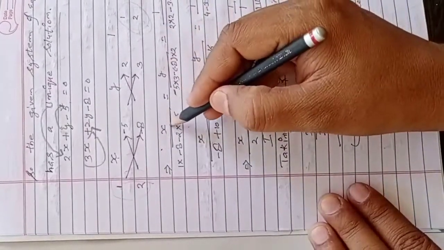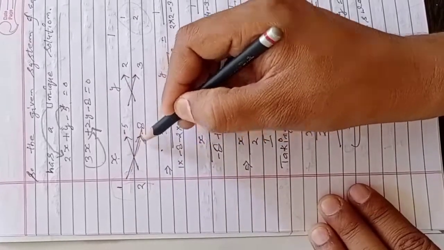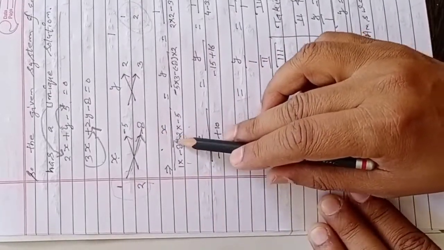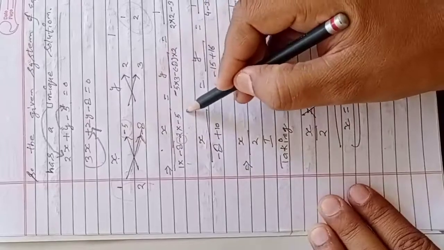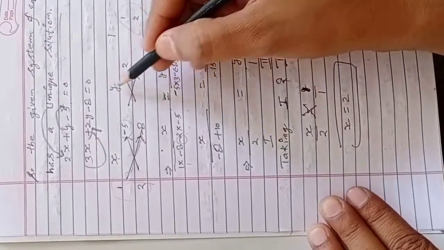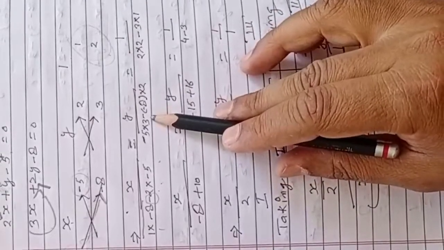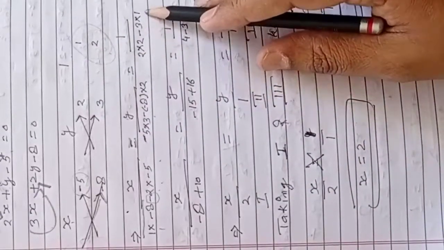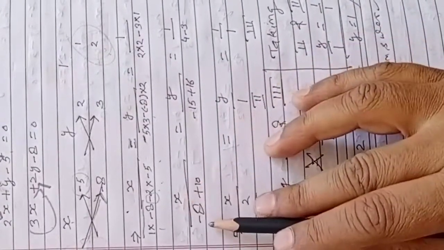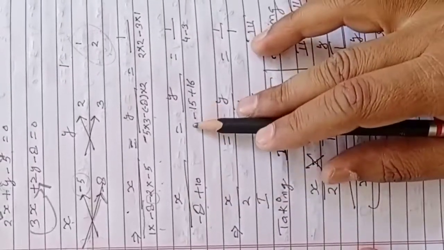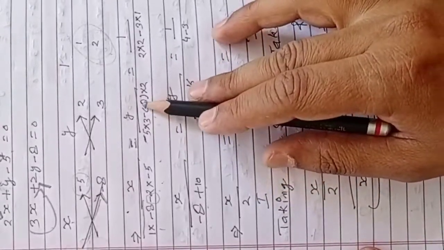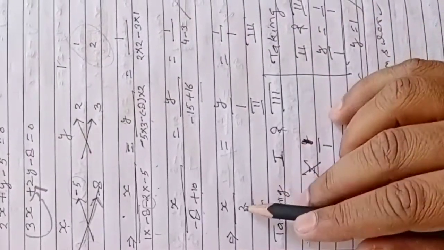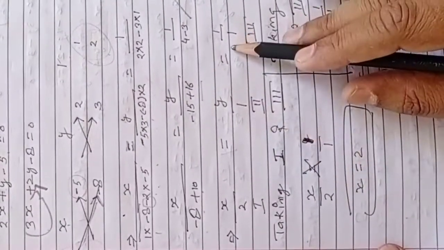So now cross multiply. x upon 1 into minus 8, minus 2 into minus 5, is equal to y upon minus 5 into 3, minus 8 into 2, is equal to 1 upon 2 into 2 minus 3 into 1. So we will simplify this. x upon minus 8 plus 10 is equal to y upon minus 15 plus 16, is equal to 1 upon 4 minus 3. So it will come: x upon 2 is equal to y upon 1 is equal to 1 upon 1.